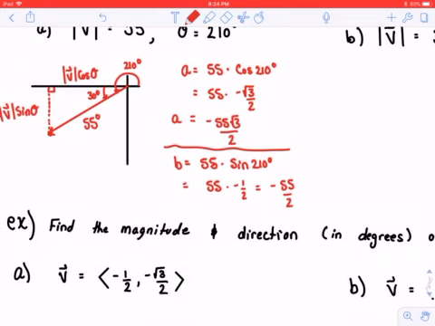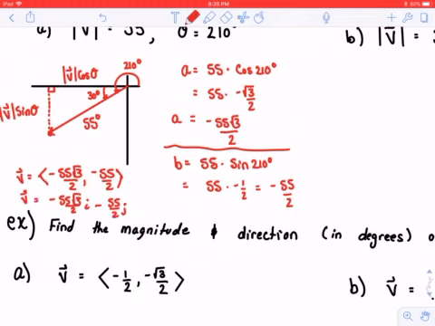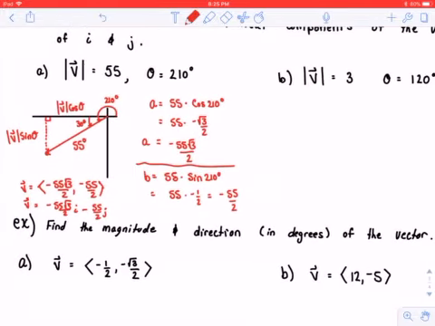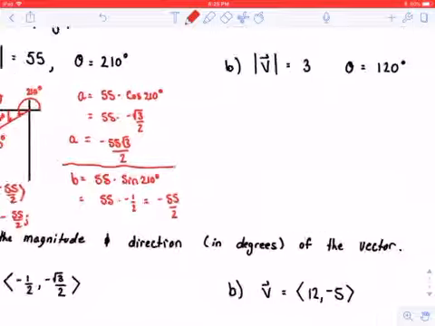So if I wrote my answer out, my vector V in component form is going to be negative 55 radical 3 over 2, and then negative 55 halves. You can also write it as negative 55 radical 3 over 2 i, just kind of looks bad, but that's what it is, minus 55 halves j. So both of these are good. It did say write in terms of i and j, so I guess the second one is more correct based on the directions, but they're both fine. Okay, so that's going to be example A, just using your trig form of vectors.